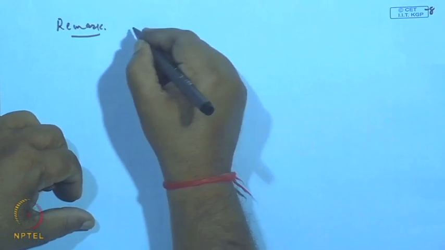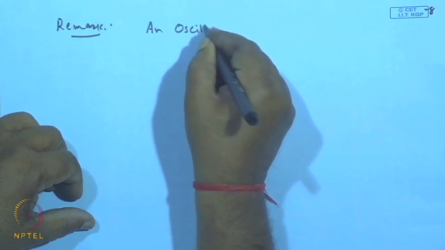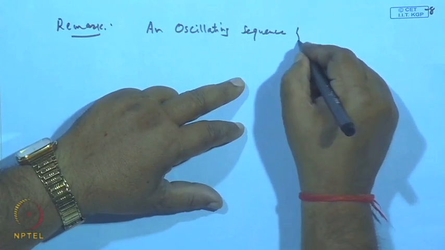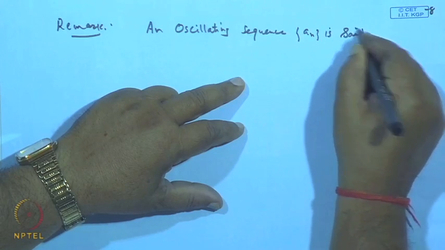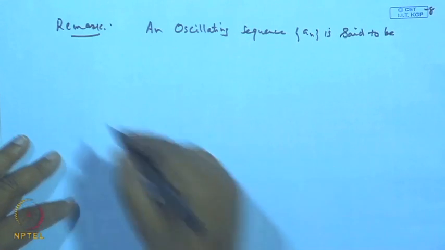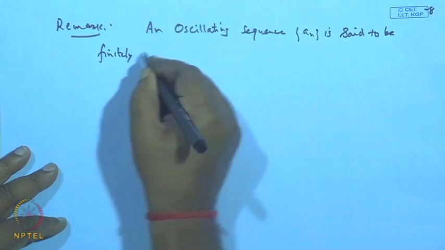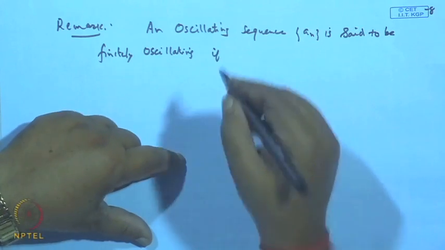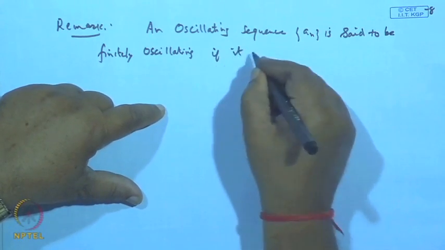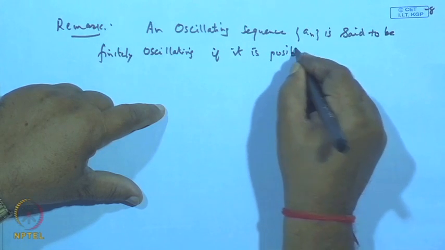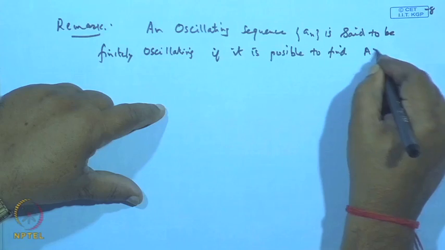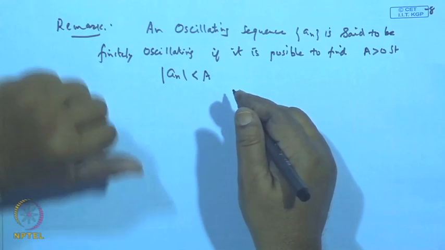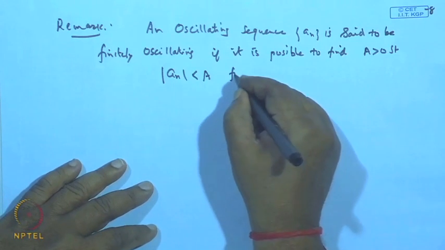A remark: an oscillating sequence a n is said to be finitely oscillating if there exists a number a, if it is possible to find a number a greater than 0, such that all the terms of the sequence remain less than a, for all values of n.